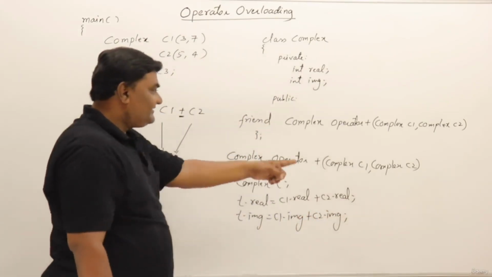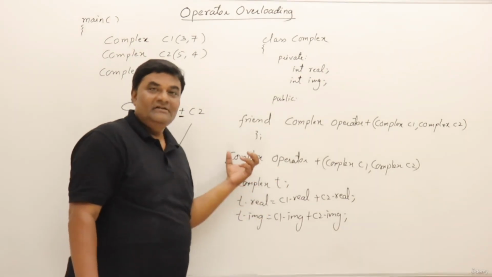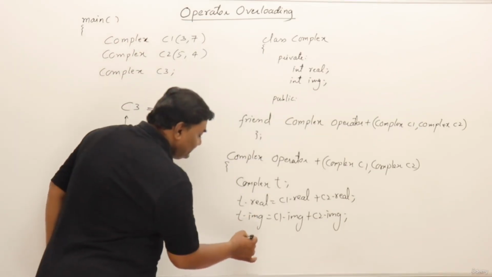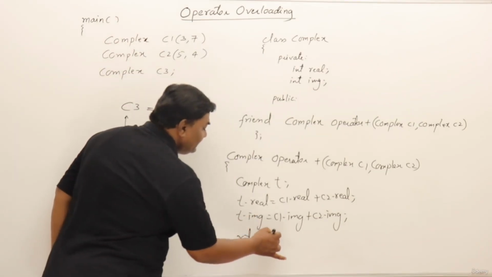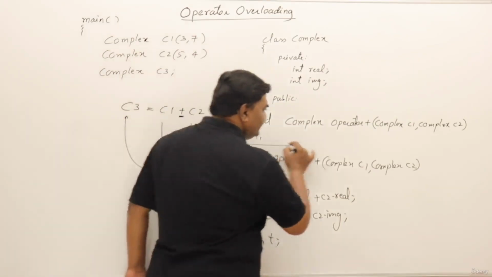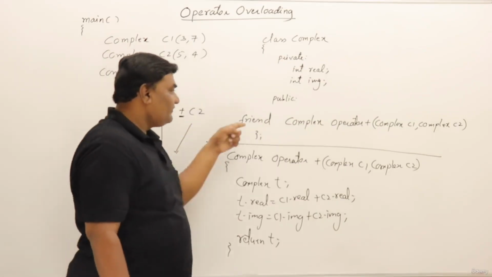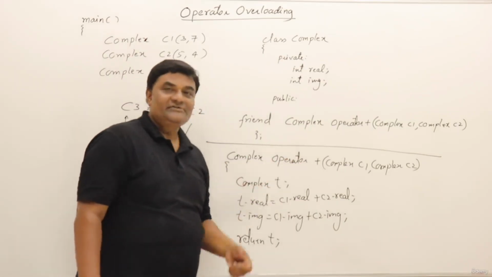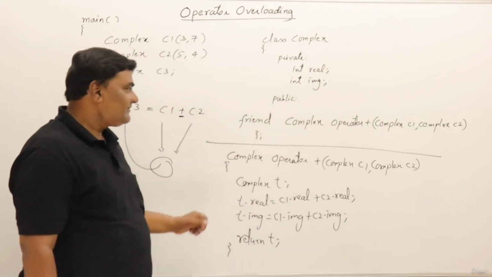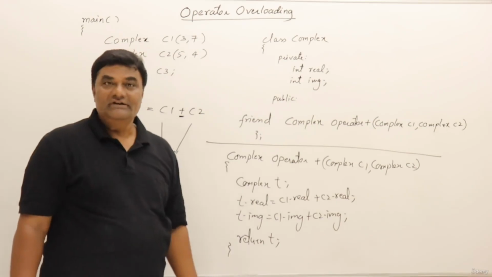See, C1 and C2 both are coming as parameters. It's adding them and taking the result in a temporary variable. The result is in the temporary variable. Now return this t. That's it. So this is an independent function. It's an outside function. It doesn't belong to the class but is a friend of the class. So we don't use any scope resolution operator. The same function is implemented here and it is declared as friend. So this is another method of overloading operators.